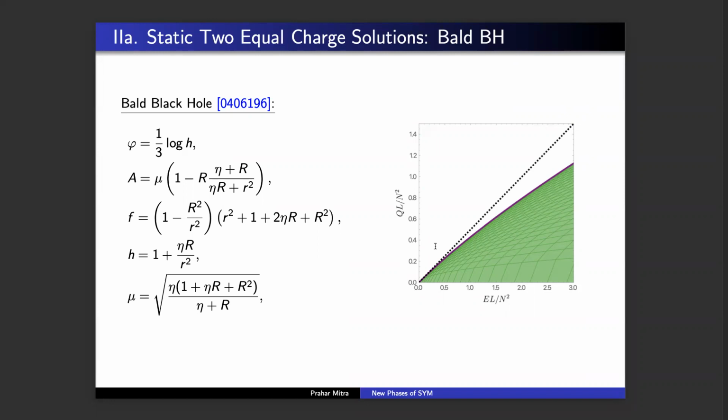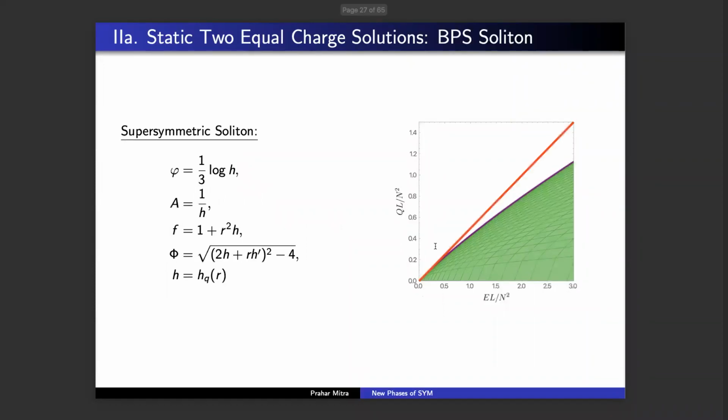It's parameterized by two independent parameters, eta and r, which you can then map back to E and Q. And so in the entire green region, these black holes exist, and they have order N squared entropy. Then another interesting solution is just the supersymmetric soliton. This is a solution with no horizon, so it's order 1 entropy, but it's completely supersymmetric here.